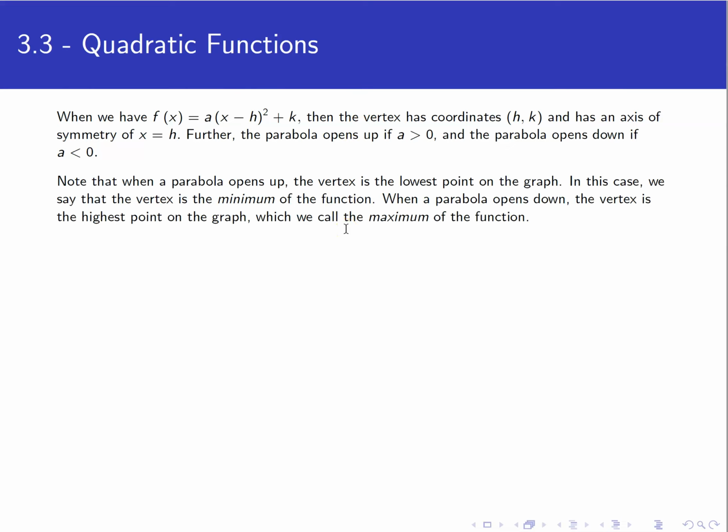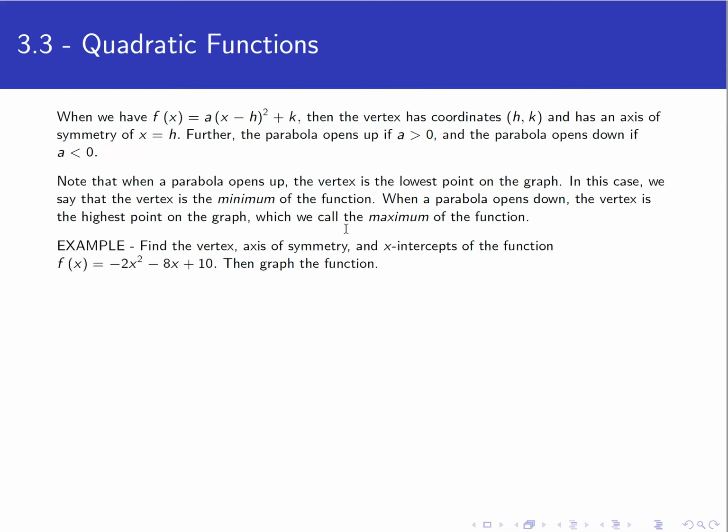All right, so we mentioned that the vertex is a turning point. When the parabola opens upward, the vertex is the lowest point of the graph. We refer to that as the minimum of the function. When the parabola opens downward, the vertex is now the highest point of the graph, and we refer to that as the maximum of the function. And there will be application problems where we'll be interested in finding either the maximum or the minimum of a function. So let's do an example here.